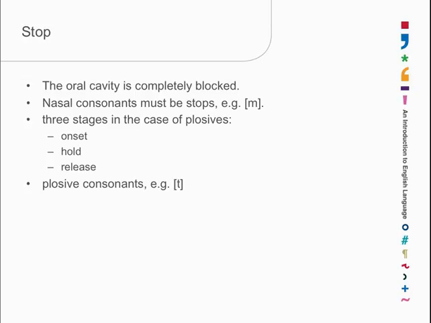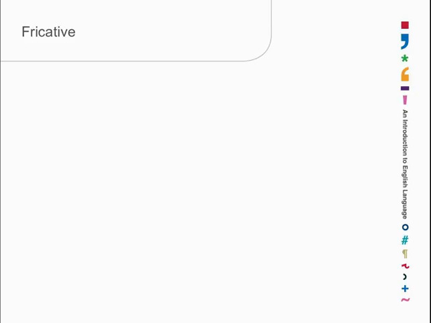Right, a plosive consonant like T, if you make it very slowly, you have an onset. What happens during the onset? Well, the tongue makes contact with the alveolar ridge, creating a blockage. It's then held briefly, and then it's released. T, t, t. If you try it a few times, particularly if you look in a mirror, you'll see what's happening. What about fricative sounds?